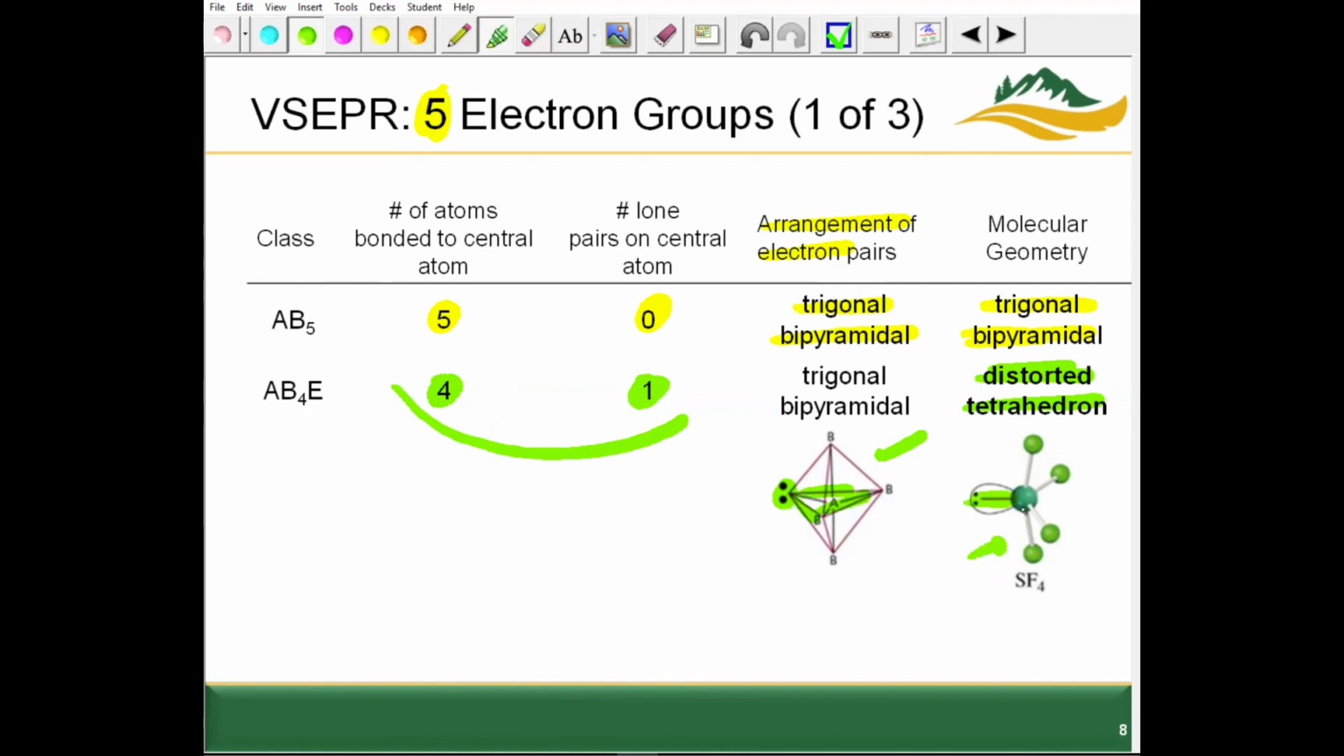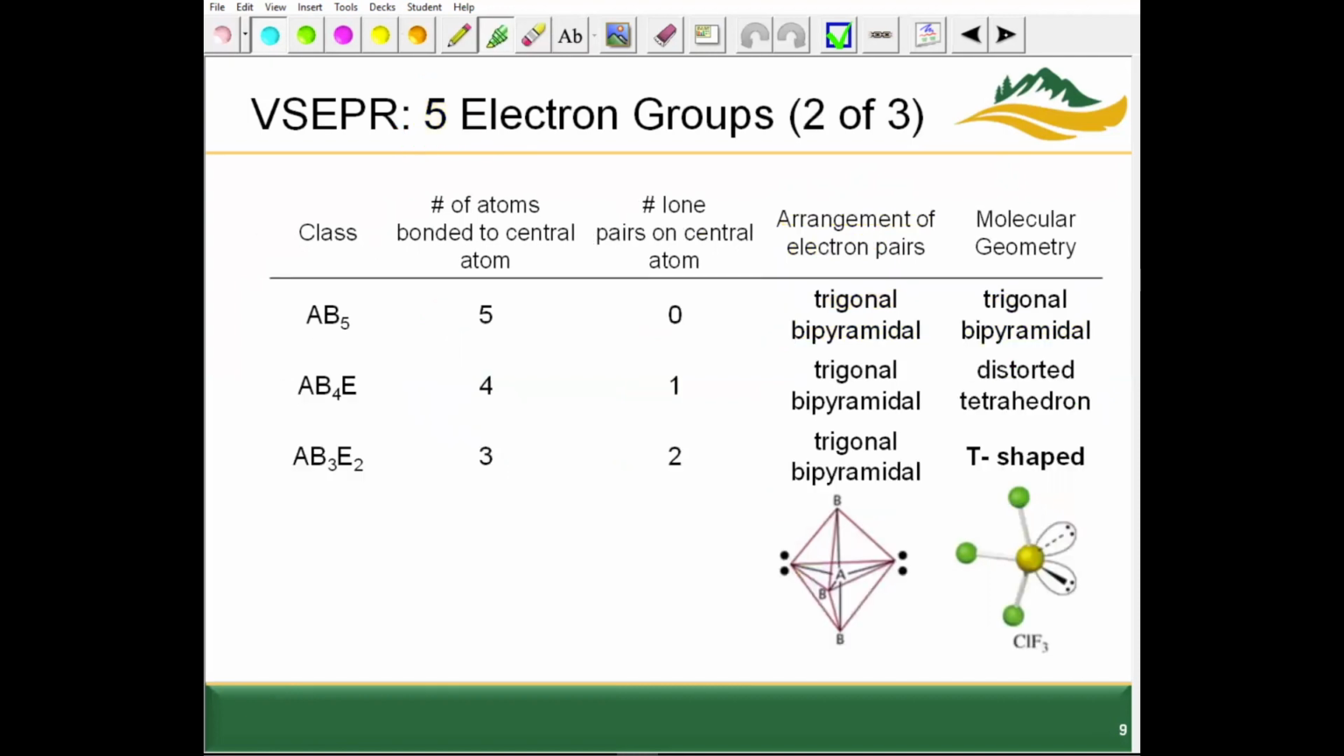It'll even compress these bonds here in the axial position a little bit further away from that lone pair. That lone pair of electrons doesn't want to be close to anything else. So it's going to push these groups closer to one another. It takes up a lot of space. So under 5 electron groups, 4 bonds, 1 lone pair, we do have the next case where we have 3 bonds and 2 lone pairs.